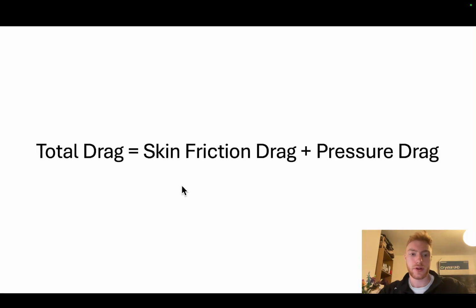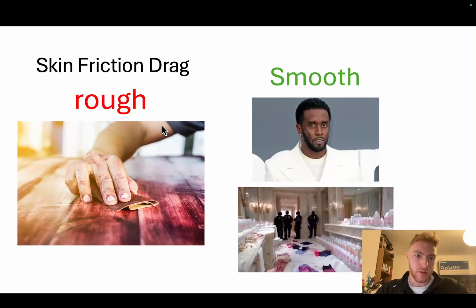So let's talk about total drag and drag force. It's made up of two main components. First one, skin friction. So let's do a little thought experiment. Imagine you're running your hand along some sandpaper like this. You can think about it, there's going to be a lot more resistance to motion, and it's going to be harder to pull your hand across it because it's rough.